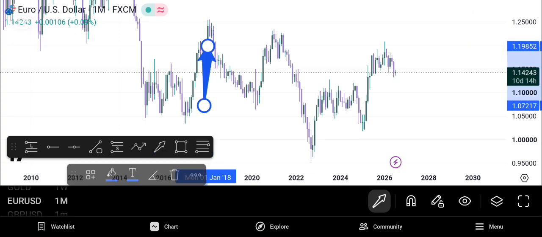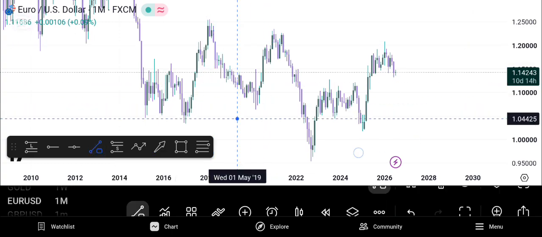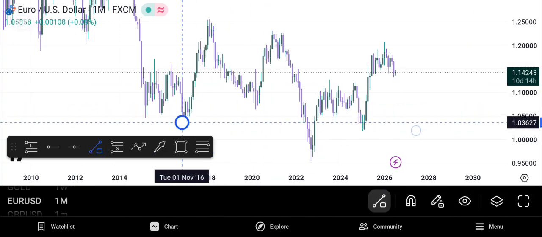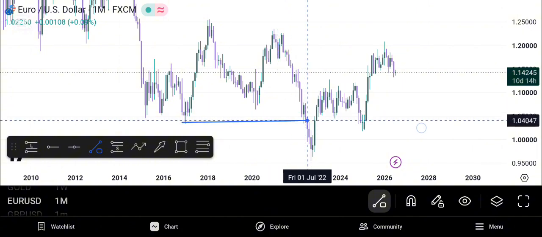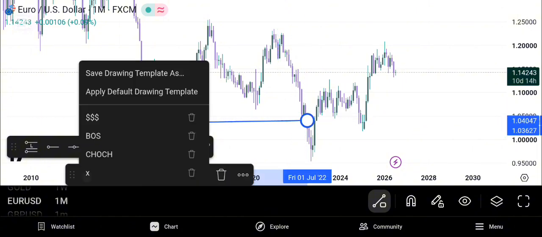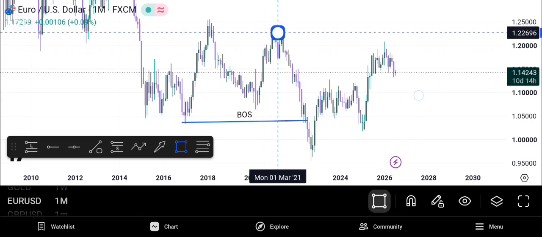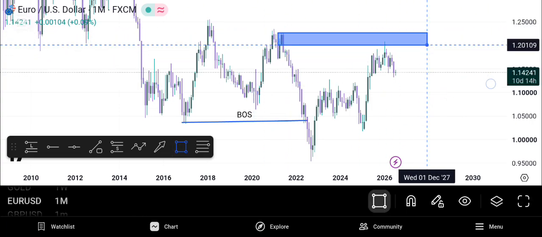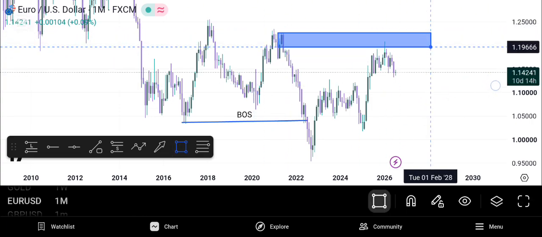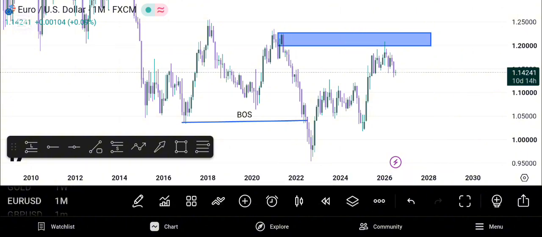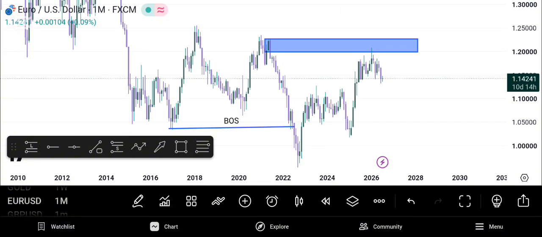We can see that price has been falling, and right here price gave us a major break of structure, and then price just reacted from a monthly order block. So we are expecting to be selling. We are expecting to sell EURUSD from the higher time frame perspective.